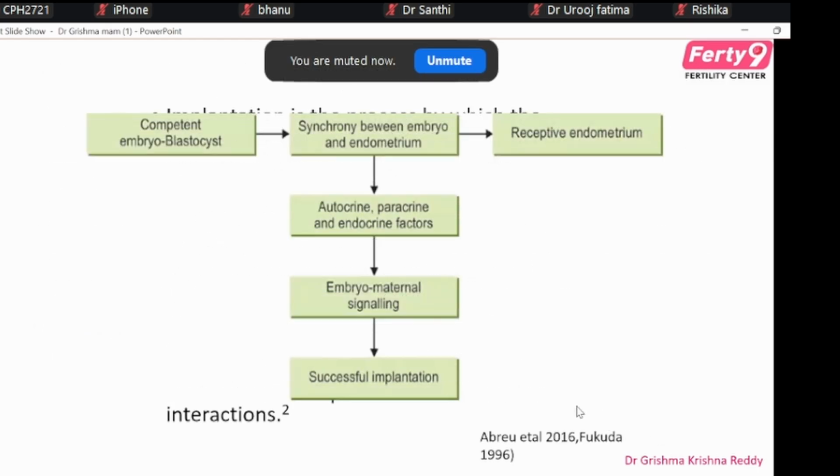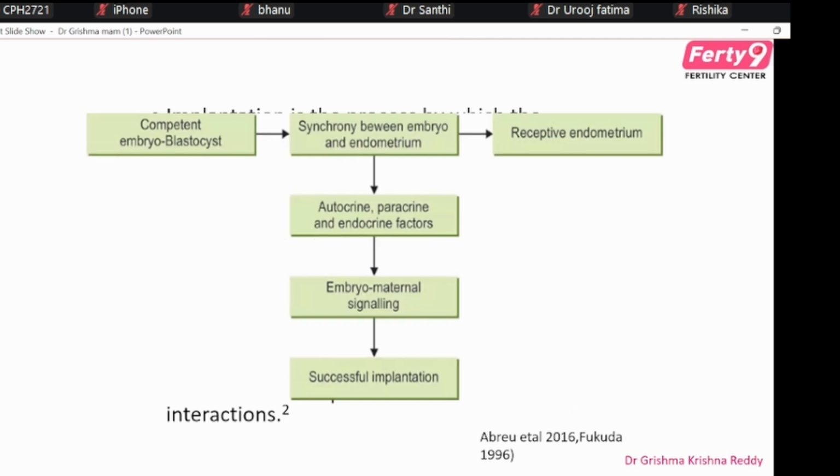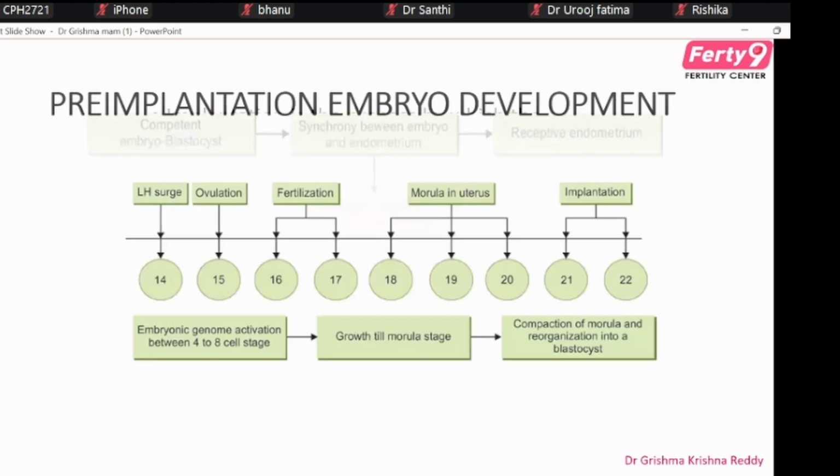So for successful implantation to happen, there should be a competent embryo, the blastocyst, and there should be synchrony between the embryo and the receptive endometrium. All these factors will be playing a role, and then embryo-maternal signaling should be there, followed by successful implantation.